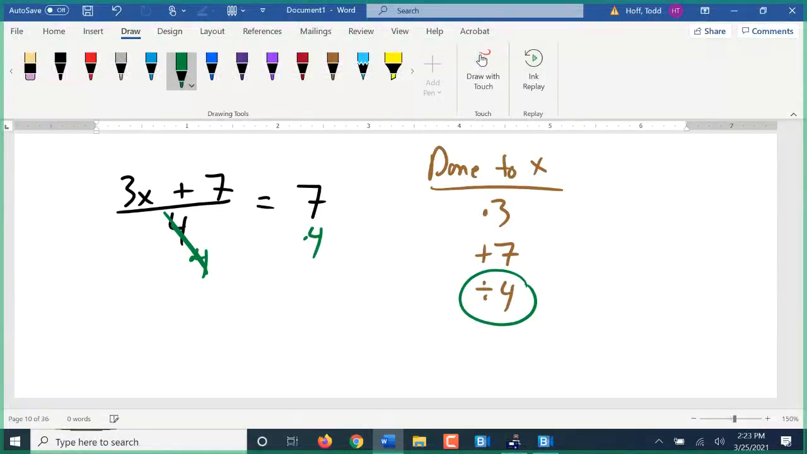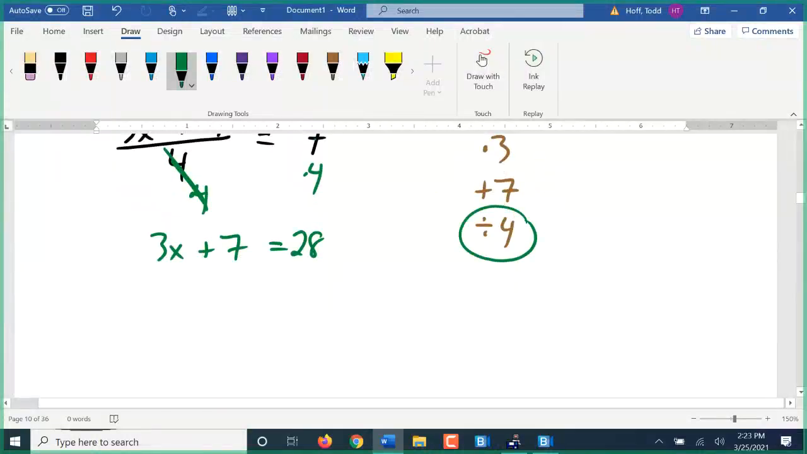We multiply the other side of the equation by 4 as well. So 3x plus 7 is all that's left on the left side. 7 times 4 is 28. So 3x plus 7 equals 28. Now we've combined everything we can combine. Well, there's nothing to combine. The variable's on one side. We took away the dividing by 4. We'll take away the adding 7 by subtracting 7.